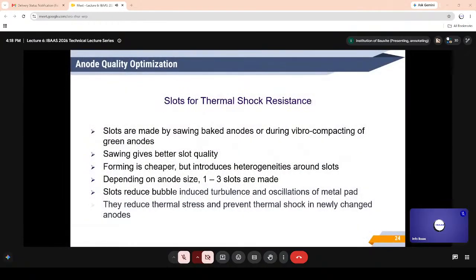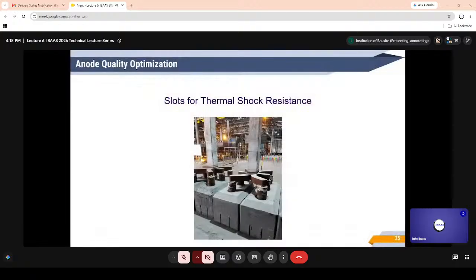The anode thermal shock resistance can also be increased by providing slots in the anodes. Slots prevent crack propagation. The number of slots made in the anodes depends on the size of anodes. The slots could be cut into baked anodes or formed during compaction of green paste. In addition to improving anode thermal shock resistance, the slots also reduce bubble resistance under the anodes.